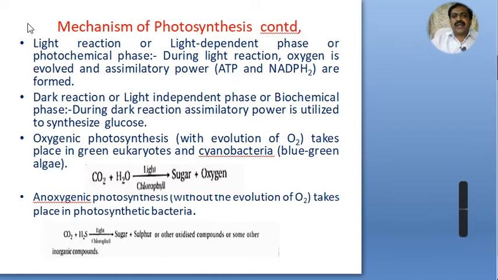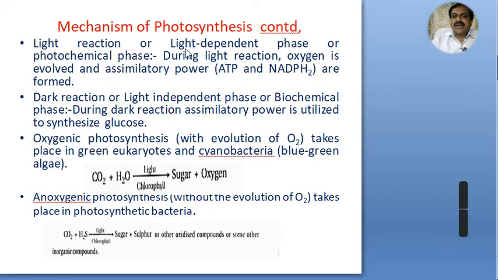The light reaction, otherwise called the light dependent reaction, was first discovered by Robert Hill. Hence, it is also called Hill's reaction. It is also called a photochemical reaction. It is because this takes place in presence of photo, that is light, and chemicals are produced. Hence, it is called a photochemical reaction.